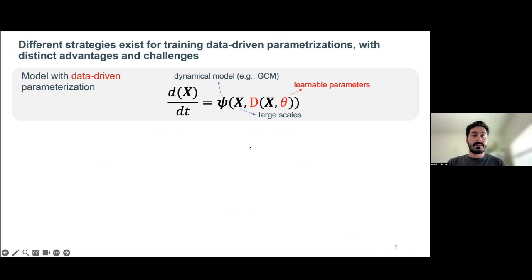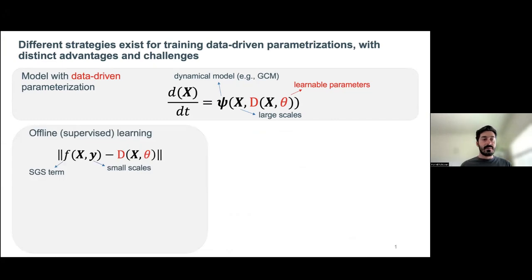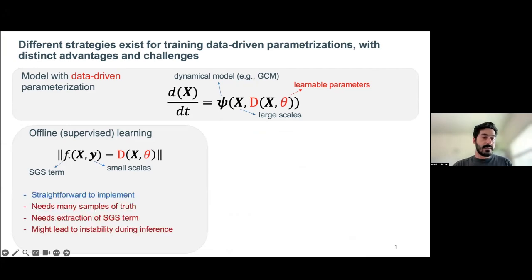So let's consider a dynamical model, for example, a GCM with a data-driven parameterization D, where we want to learn the parameters theta, which can be the weights or biases of a neural network. The most common approach is offline or supervised learning, where these parameters are learned using gradient descent and finding a map between the resolved processes and the subgrid scale term. Offline learning is usually straightforward to implement, but it usually needs a large training data set that includes the subgrid scale term itself, which is usually hard to obtain.